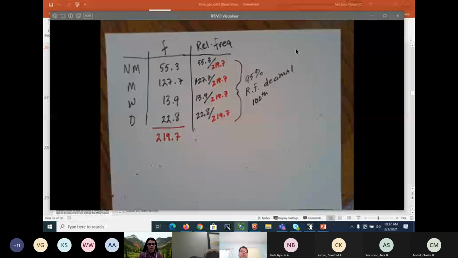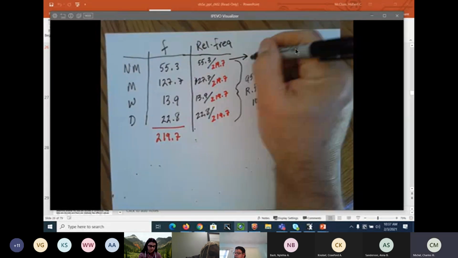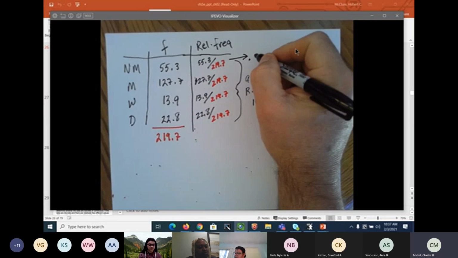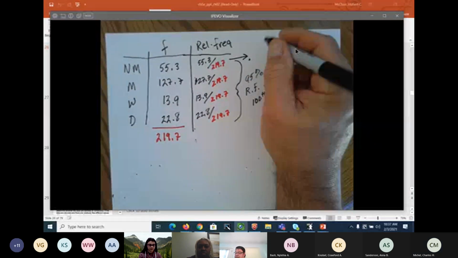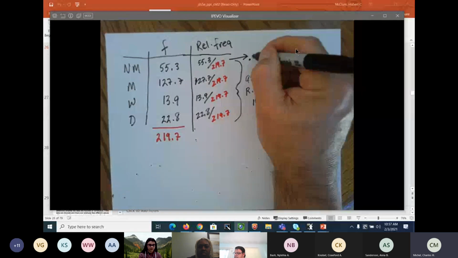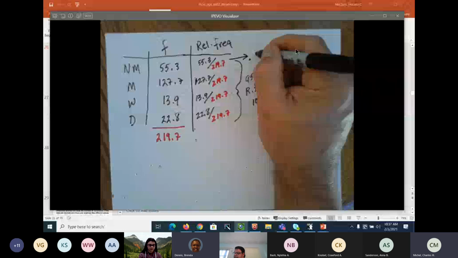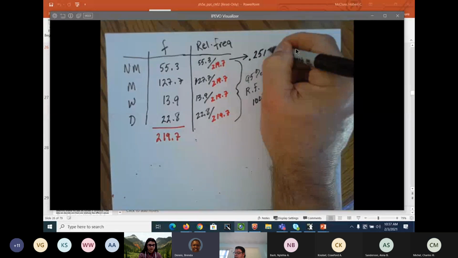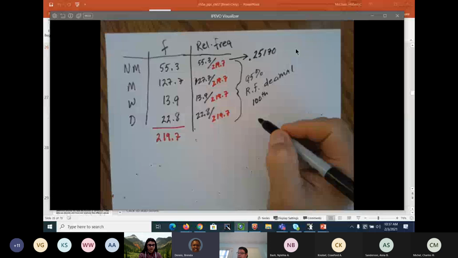Okay, so somebody give me the first one, please. What is 55.3 divided by 219.7? I got 25.2%. Okay, give me 4 digits decimal wise. That would be 25.1707. Okay, 0.25170.